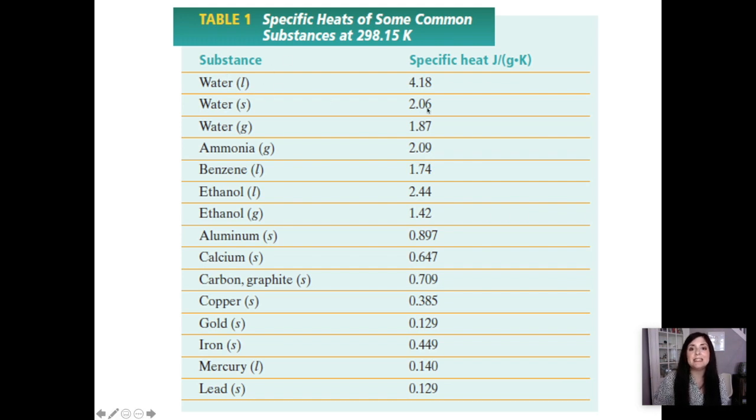You'll see ice has a different specific heat, not as high as liquid water, but still pretty darn high. Water vapor has a little bit of a lower specific heat, but please note that there are different values for each state of matter. And as you progress through this list, you will see that there are different compounds in their different states of matter. So there's ammonia, there's benzene, ethanol. Notice how your metals and your covalent network solids have very low specific heats.